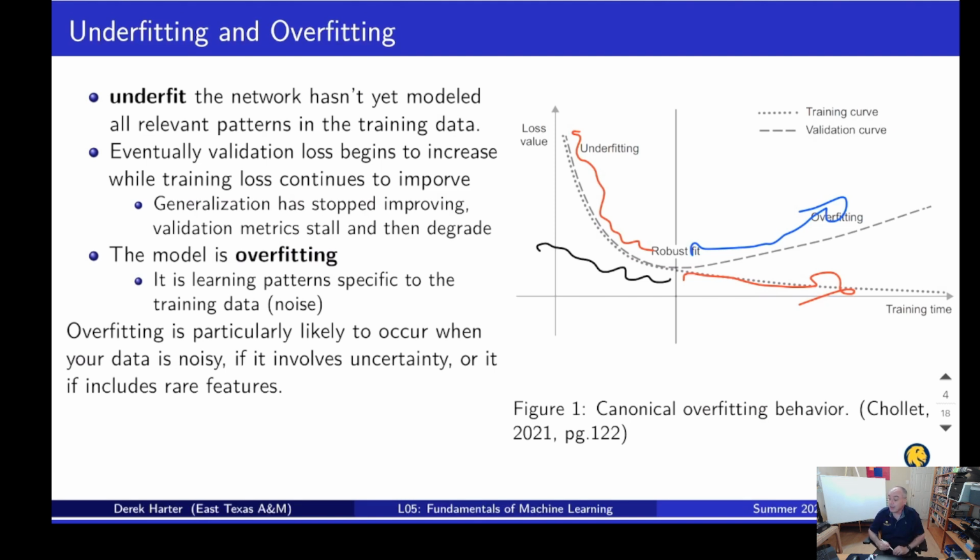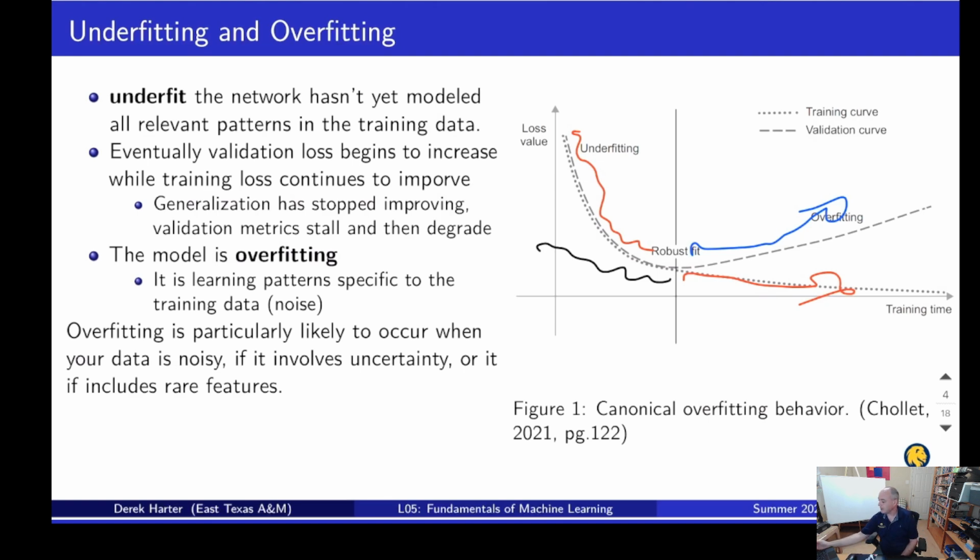When the model is overfitting, it's learning patterns that are specific to the training data. We don't want it to do that. It's particularly likely to occur when your data is noisy, has uncertainty, or has rare features. It's particularly likely to occur with neural networks. They always have plenty of power to overfit, so we're always fighting that. We're always trying to find the balance between optimization and being able to generalize well on problems.